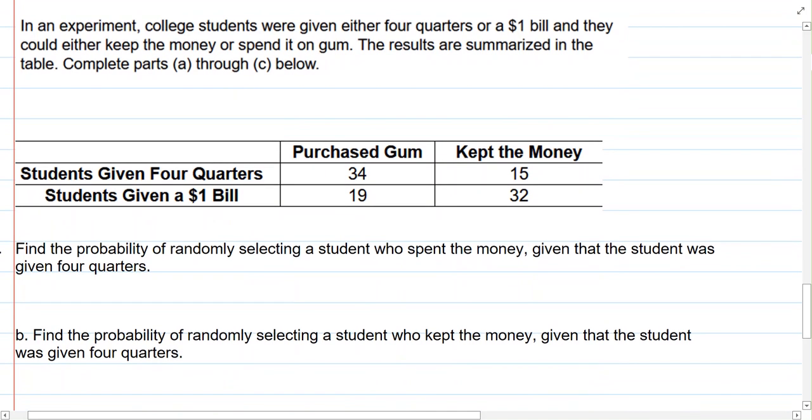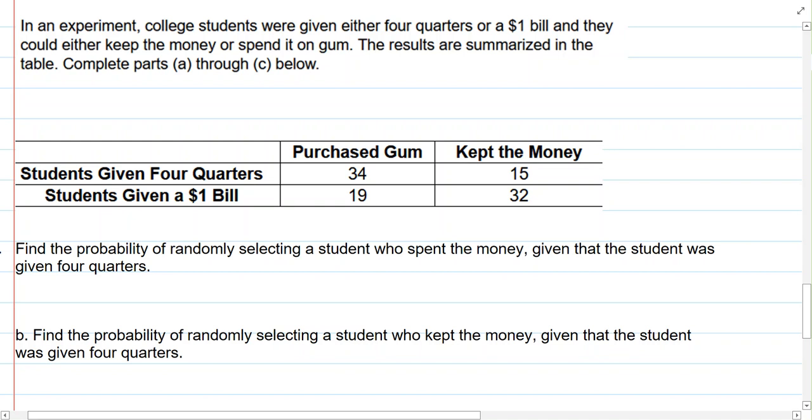In an experiment, college students were given either 4 quarters or a dollar bill, and they could either keep the money or spend it on gum. The results are summarized in a table. These studies are always done as to how people nowadays, everybody has debit cards, which money will probably go by the wayside. But these are investigations about change.